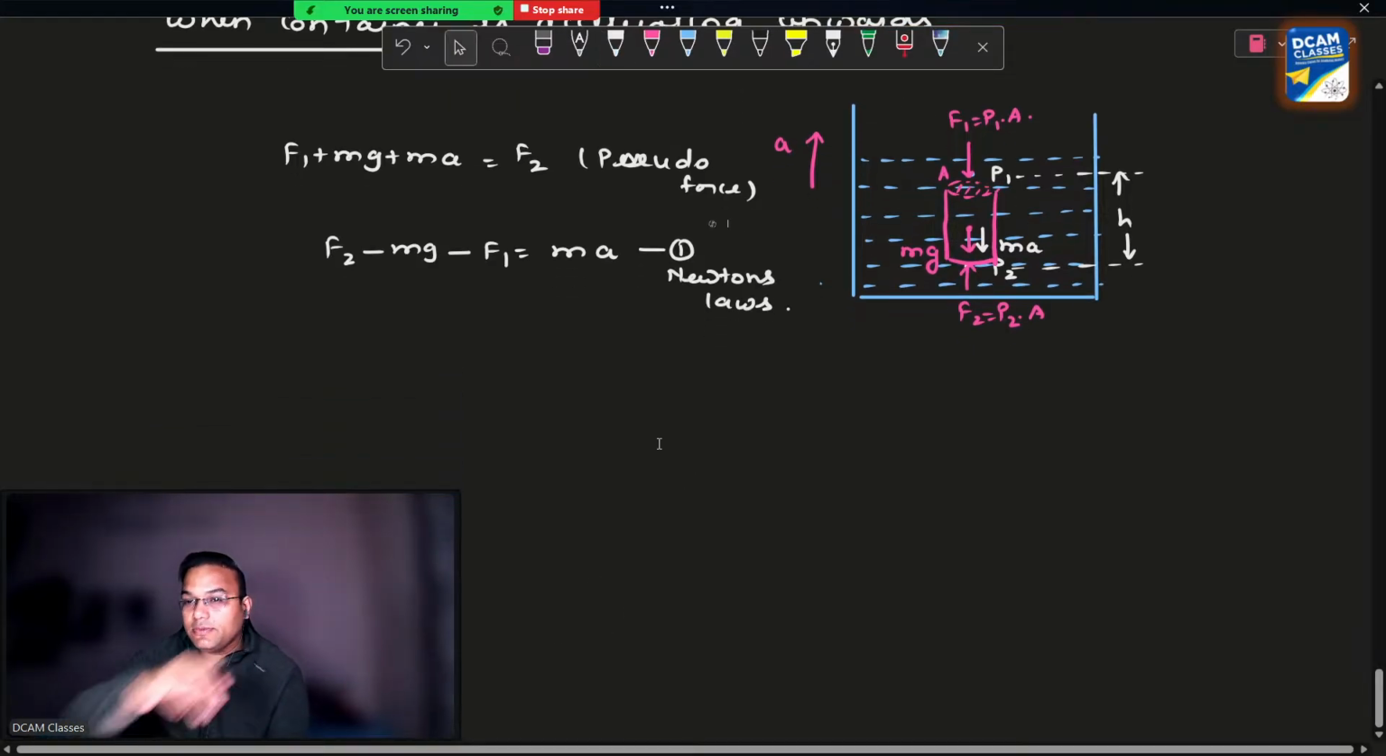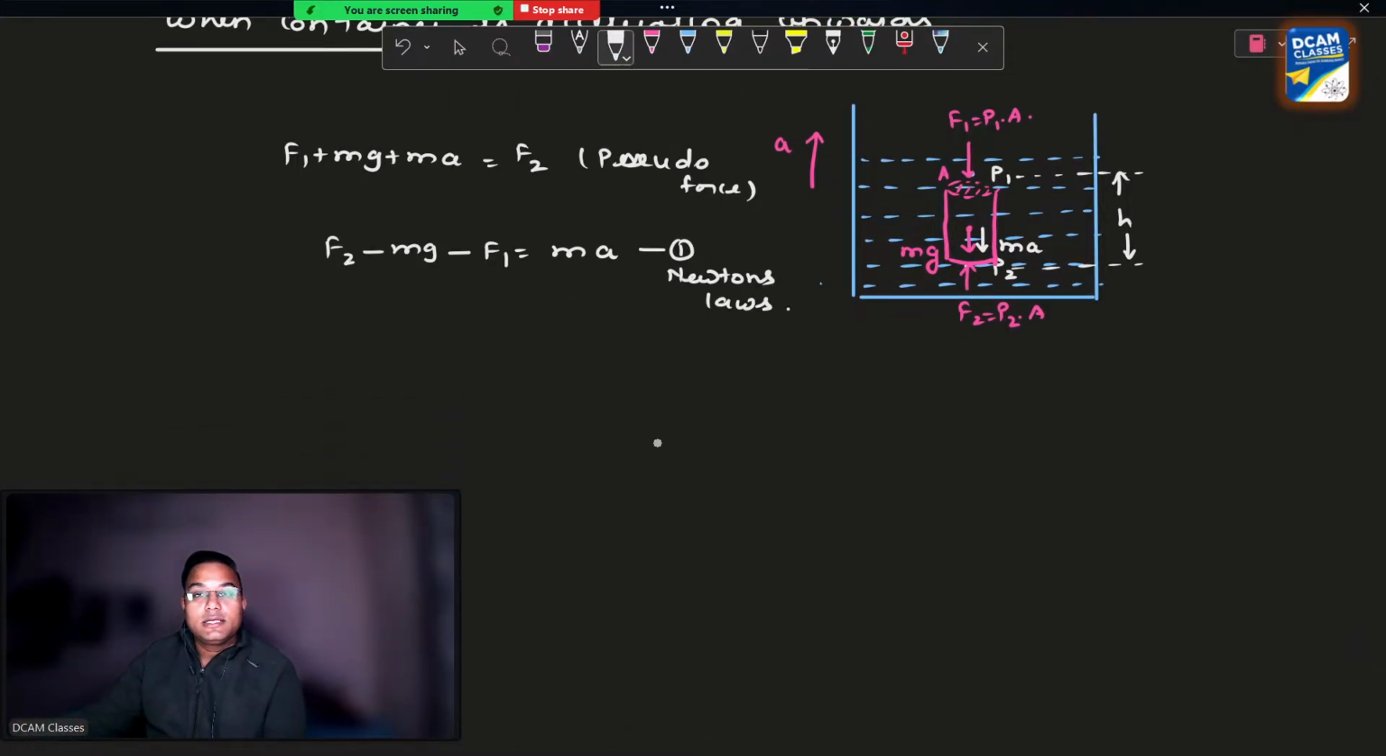I am explaining this because I remember one student asked me this doubt: Sir, why should we apply only pseudo force? Can't we solve using Newton's laws? I said it's okay. Either way you do, you'll get the same answer.